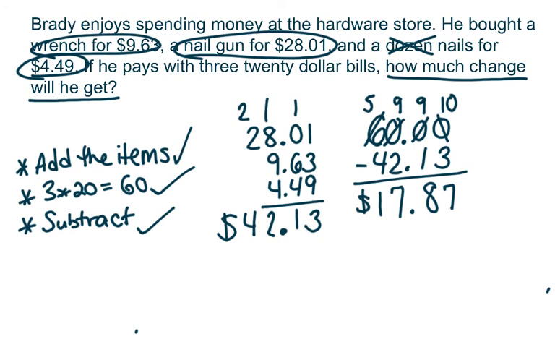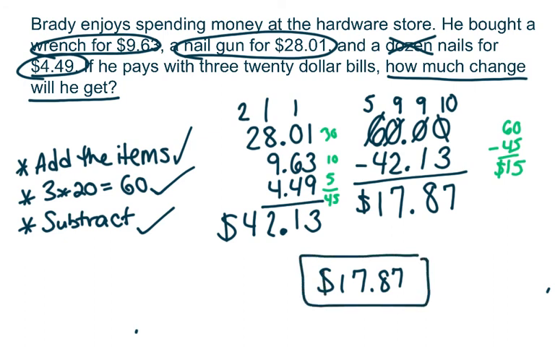And if we look at this with reasoning, if you're buying it with $60, you need to come out with less than $60. This is roughly $30 plus $10 plus $5, which should come out to roughly $45. And we got roughly $45. Approximately $45 subtracted from 60 would be about $15. And our answer is a little bit more than $15. So our answer makes sense. The change that Brady gets is $17.87.